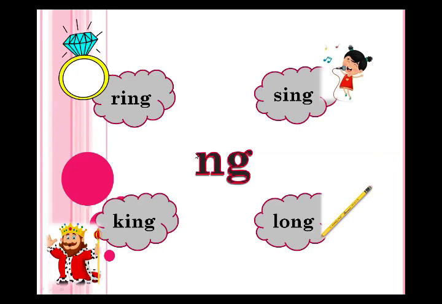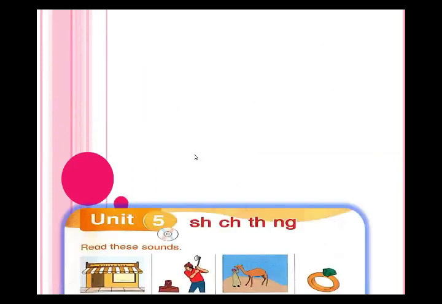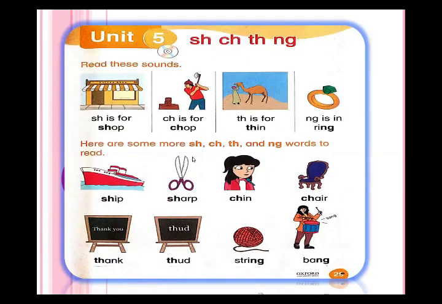So these are the two-letter sounds. Now your next activity is in your book, page number 29. Here is your book page. Here are the same sounds: sh, ch, tha, and ing.